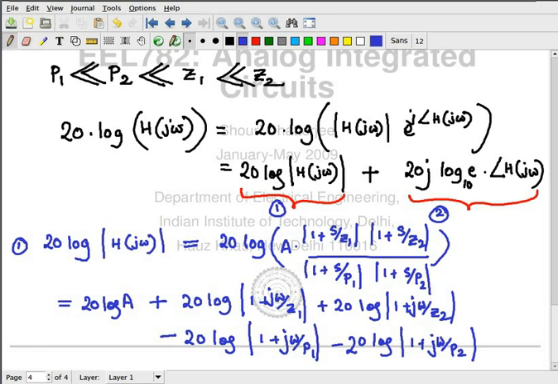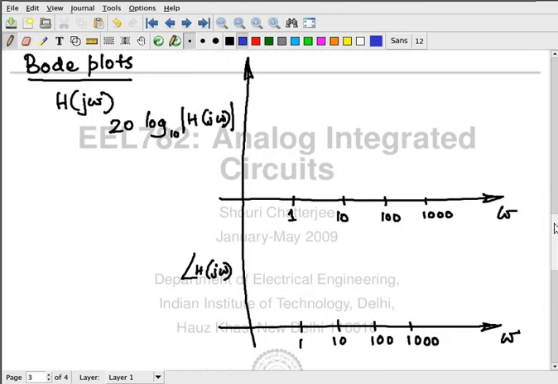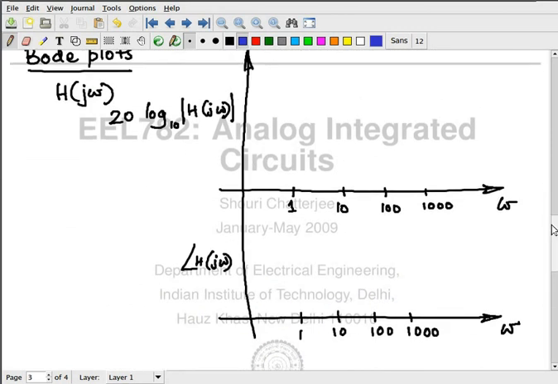Go back to my plot. Let's first identify the values of P1, P2, Z1, Z2. So let's say this is my P1, this is P2, this is Z1, and somewhere over here is Z2. Now, when omega is much less than all four of these, then the value of 20 times the absolute magnitude is going to be 20 log A.